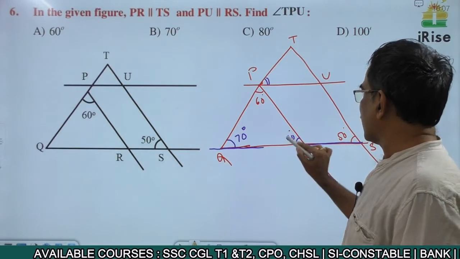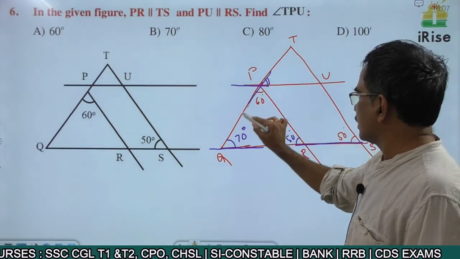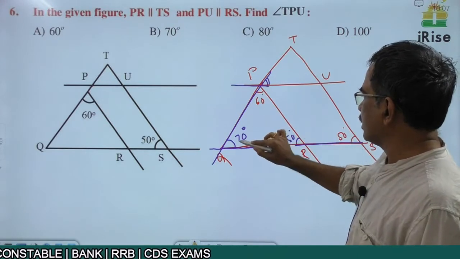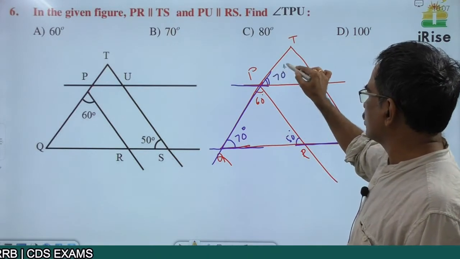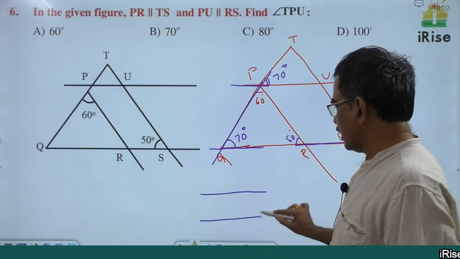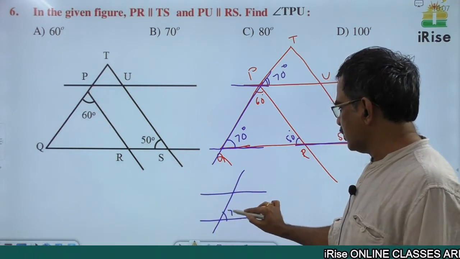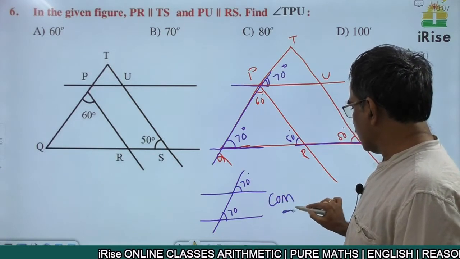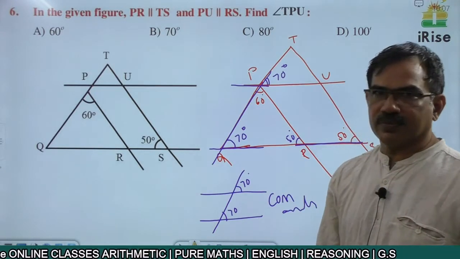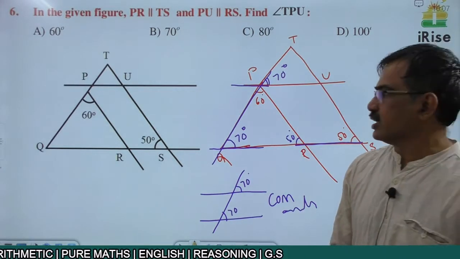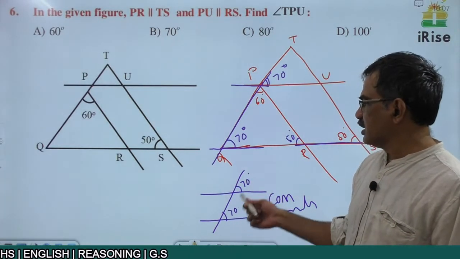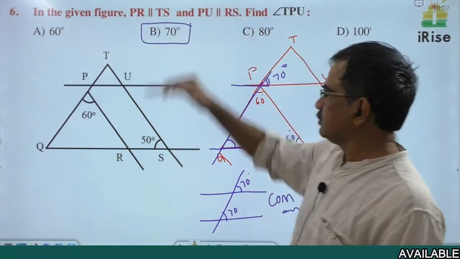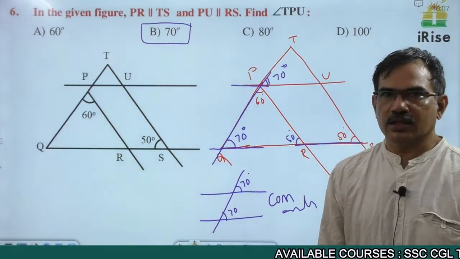Again, this line is parallel to this line, and consider this as a transversal, and corresponding angles are equal. If this is 70, this angle is also 70. They are called corresponding angles, which are equal. Therefore 70, 70. So the answer is 70 degrees. Next question.